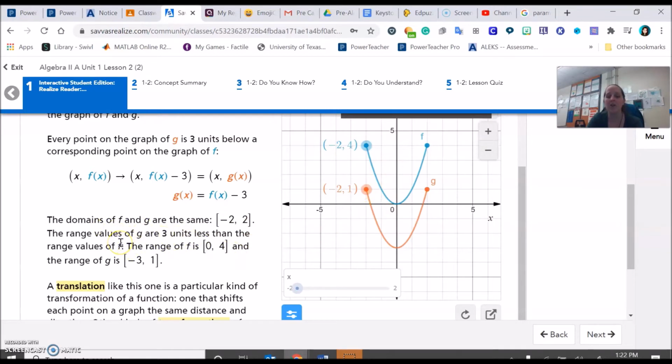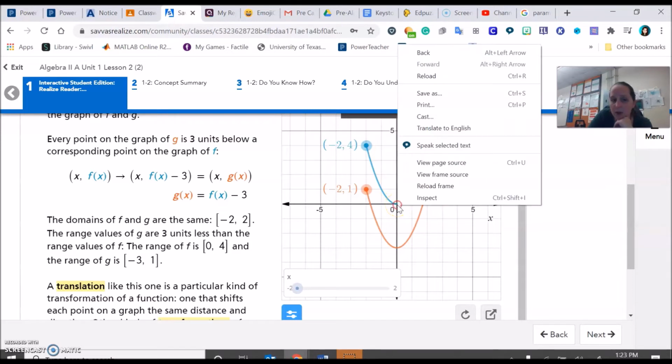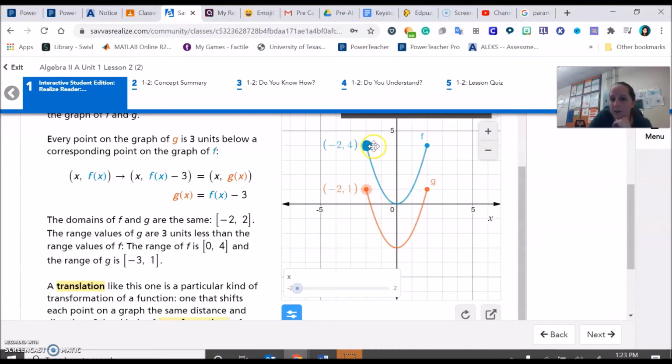Our range values are going to change. The range values of g are 3 units less than the range values of x, or f. So for f, we start at 4. 4 is the highest it goes, and 0 is the lowest it goes. So that's my range for f, highest to lowest.